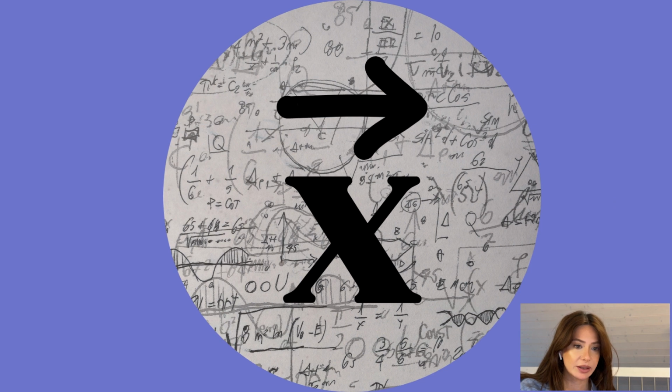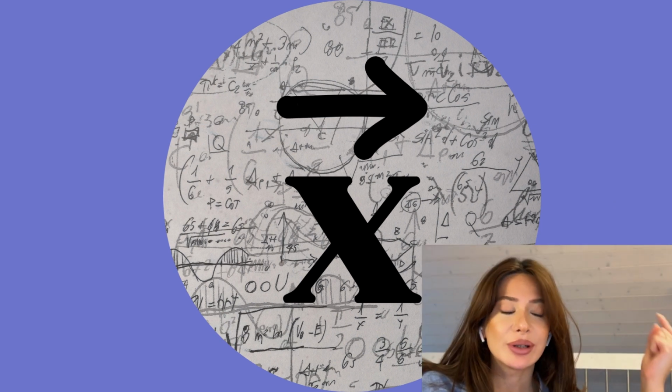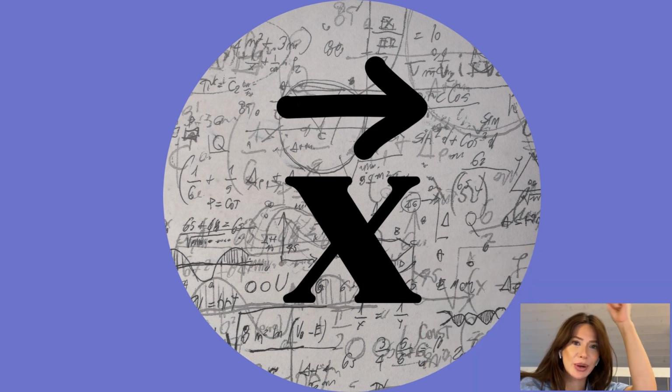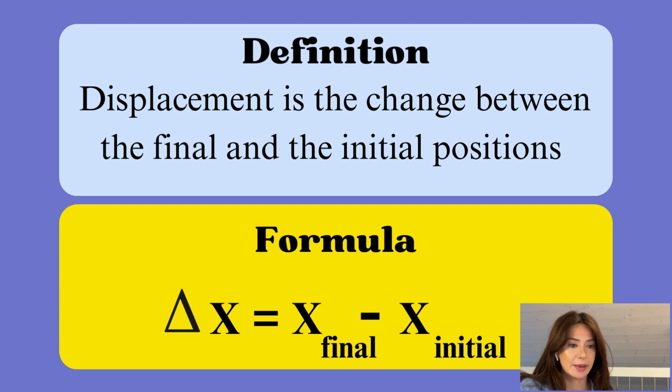Displacement is a vector. Vectors will always have that little hat arrow on top. That's how you know. Scalars will never have that. So the definition of displacement: displacement is the change between the final and the initial positions.